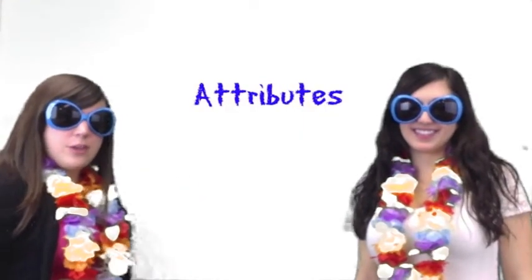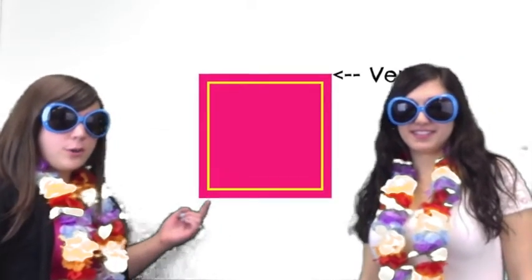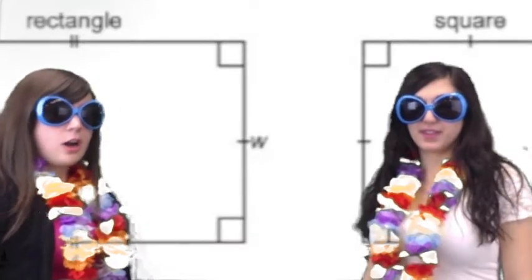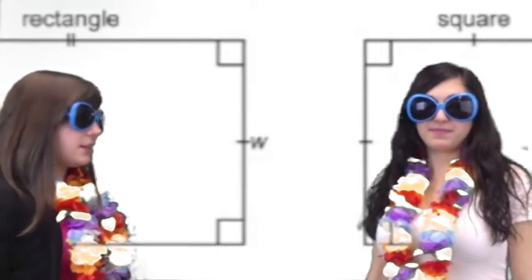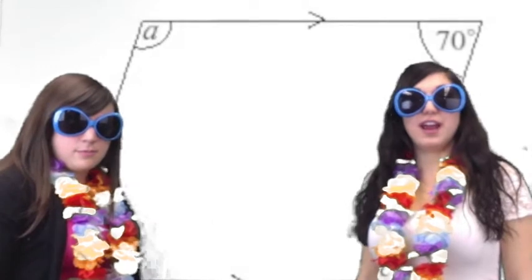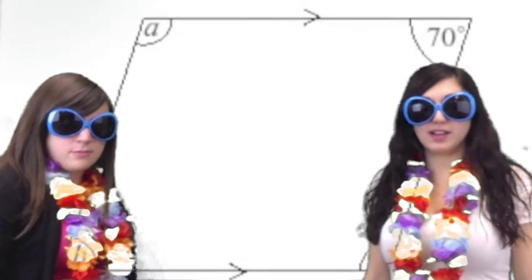So here's what you have learned today. Attributes are the way you describe a shape. When lines intersect, they come together. A vertex is like a corner of a 2D shape or 3D object. Parallel lines never meet and are always the same distance apart. We use hatch marks to show equal lengths on a 2D shape. We use arrows to show parallel lines.